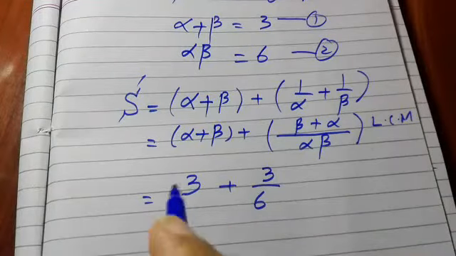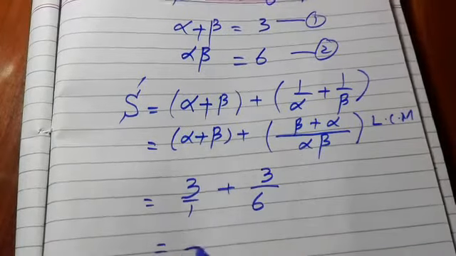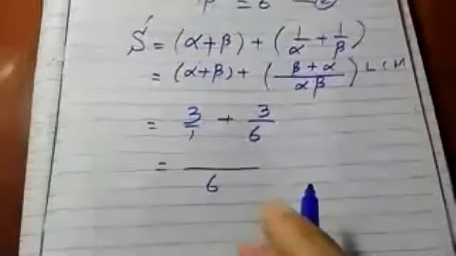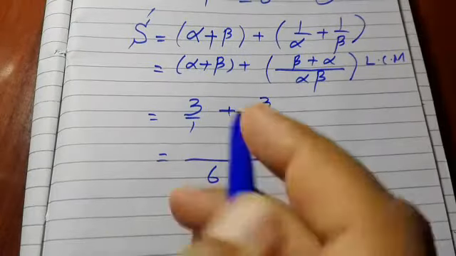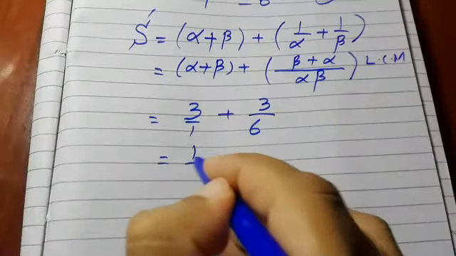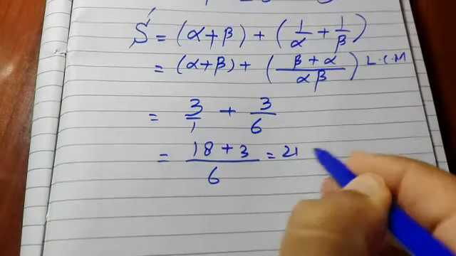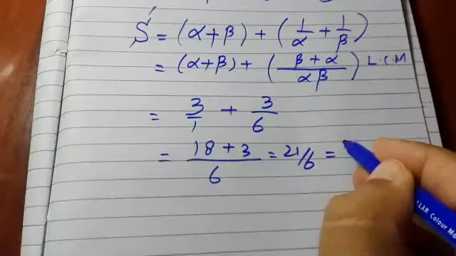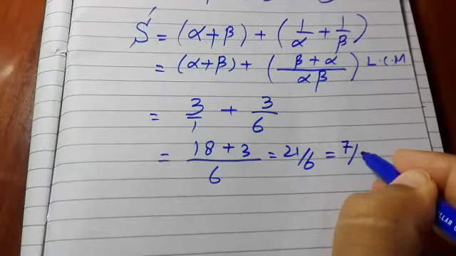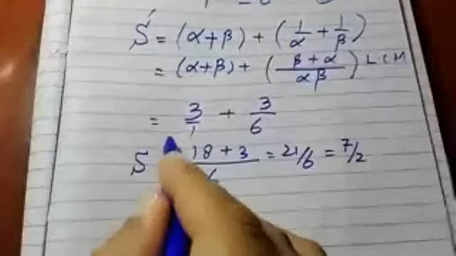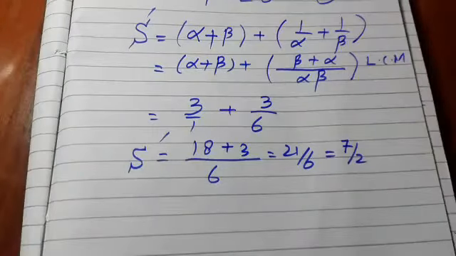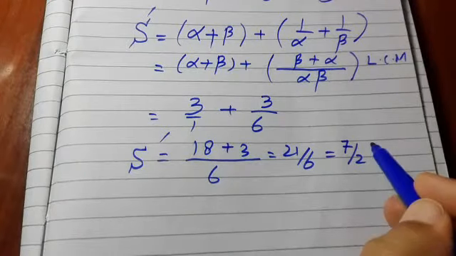If you simplify this expression by taking LCM, it will become 6 3s are 18 plus 3, that is 21 by 6. And the cancellation will give you 3 7s are 21 and 3 2s are 6. So this is equal to the sum of roots of the required equation. Fine. We will utilize it later on.